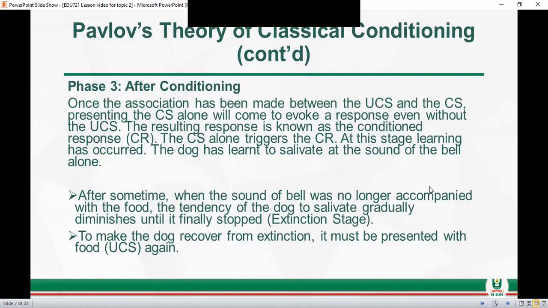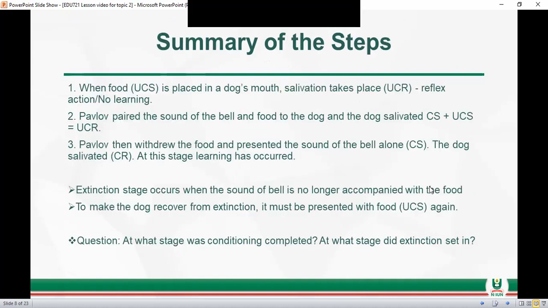So that is that. I've explained the process of how classical conditioning works. And I believe you'll be able to do that too. So let's look at the summary of what I've just been discussing in the preceding slides. When food is placed in a dog's mouth, salivation takes place and is a reflex action. No learning is involved in this first instance.